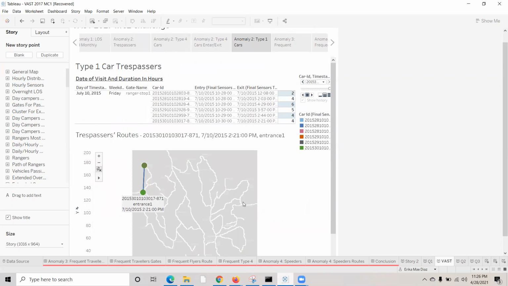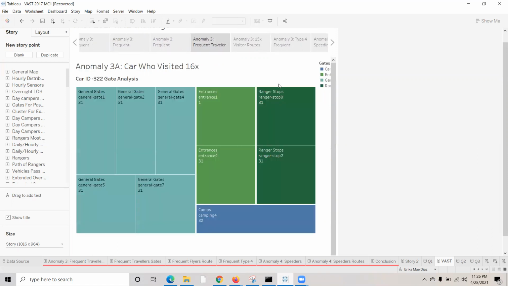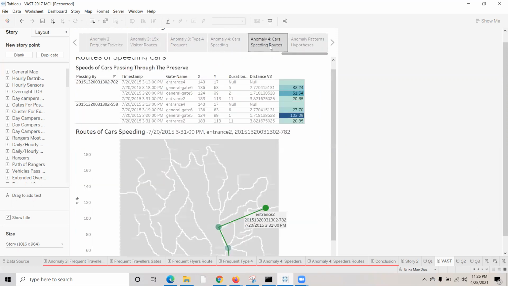We used a lot of maps for our trespassers as well. And then we also found frequent travelers. We look at their gates based on the heat map. And then we also found that we have cars speeding throughout our dataset.